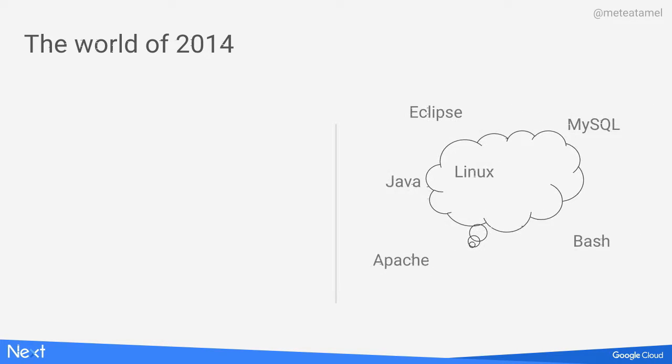So on one side, we had the Linux world, the open source world, and the tools around it. So for languages, we had Java, Python. We had Apache projects. We had Eclipse, IntelliJ as IDE. We had MySQL as your SQL server. You had Bash for scripting. And there were a bunch of other tools here. I'm just simplifying a little bit.